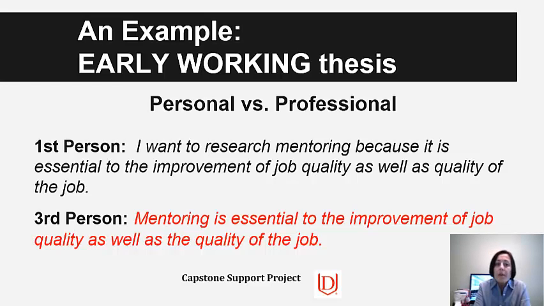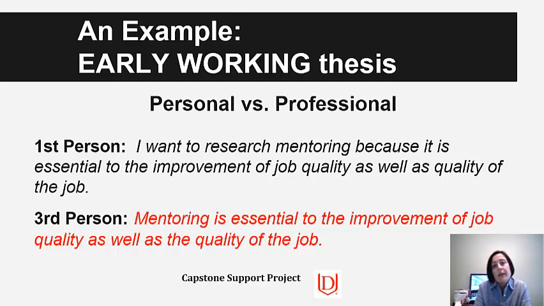An example of an early working thesis then, if we start with the first person, this is your personal, I want to research mentoring because it's essential to the improvement of job quality as well as quality of the job. Still very, very general, and it uses first person. This is the only time it's okay to use first person. If someone says to you, what are you writing about? This is why it's important to you.